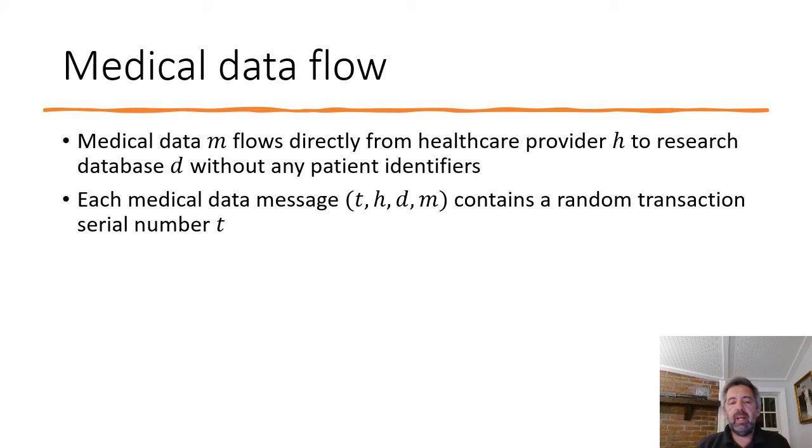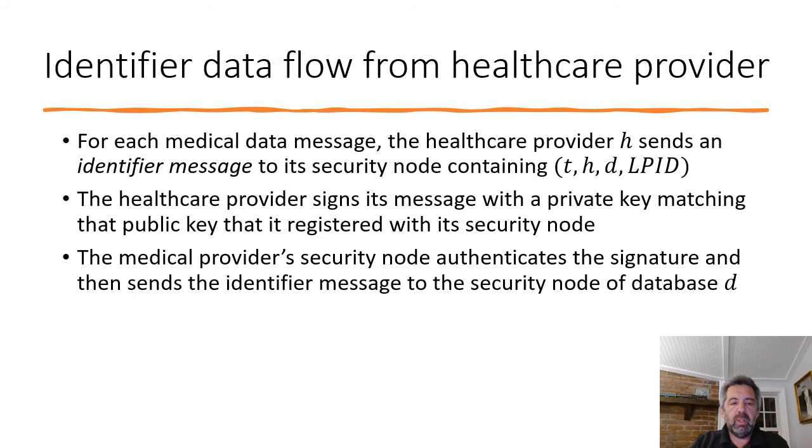So medical data will flow through a separate pathway. The medical data will be sent directly by a healthcare provider H to a research database D without any identifiers. We simply generate a random transaction serial number and attach that to the source, the destination, and the medical data, and send it along. There is then a separate data flow from the healthcare provider that includes the identifier.